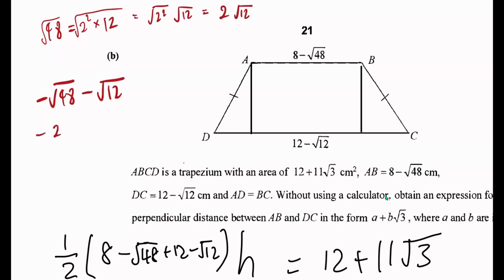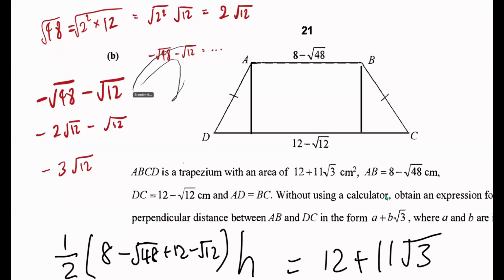Okay, so from there you get minus 2 root 12 minus square root 12, which becomes minus 3 root 12. I just remember what I did. I typed minus square root 48 minus square root 12. Then I get a whole bunch of decimals, but I press the square button. Then I get 108. That's what I did.